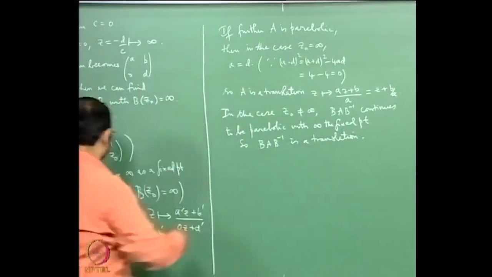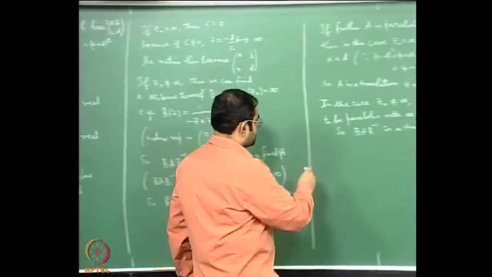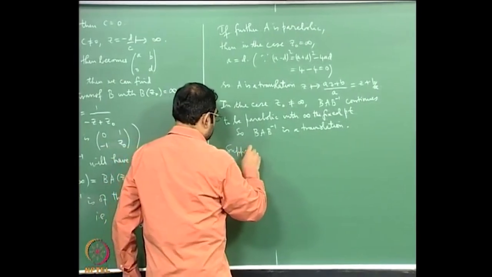Now, this is the situation when there is only one fixed point, but let us assume that there is another fixed point. Suppose A is not parabolic.